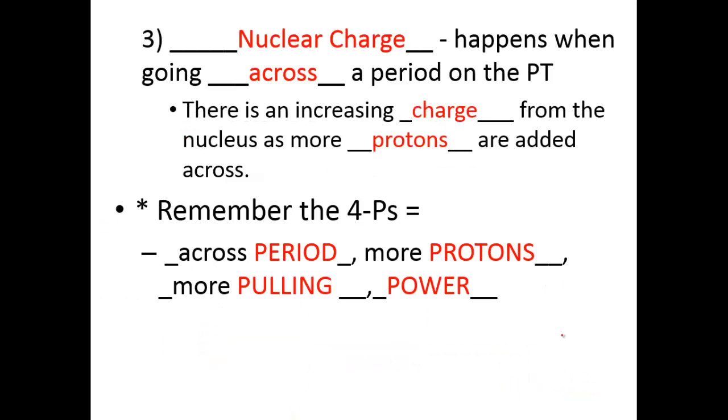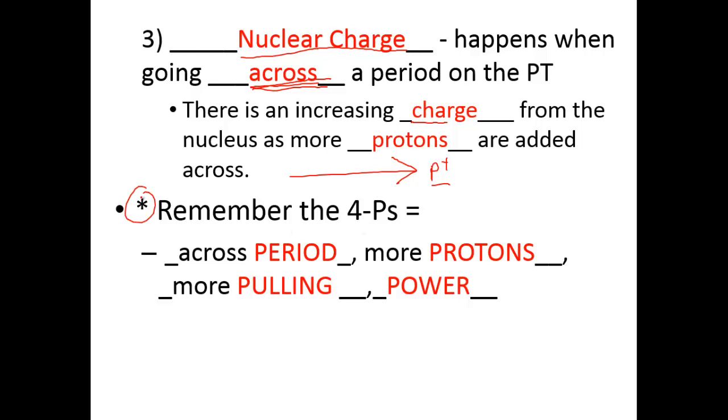And our third factor is going to be called nuclear charge. Nuclear charge happens when you go across the periodic table, from left to right. As you go across the periodic table, there's an increase in charge from the nucleus as more protons are added. As we move across the periodic table, we add more protons, and all of those protons are going to pull on the electrons to attract them.